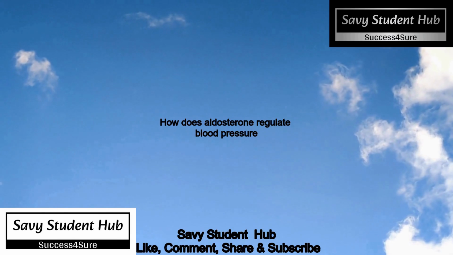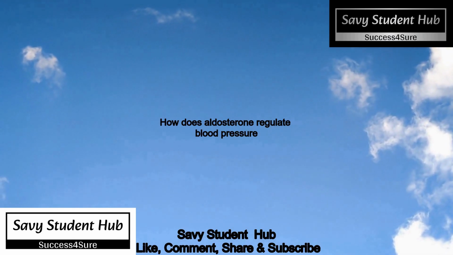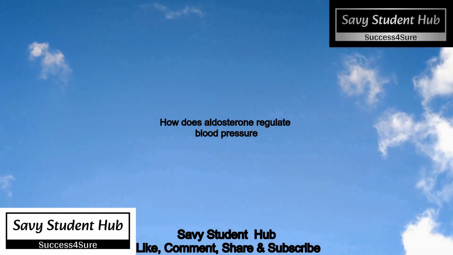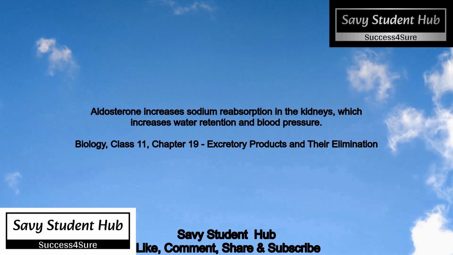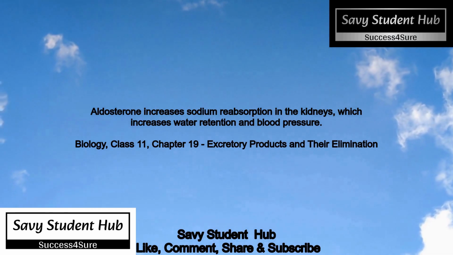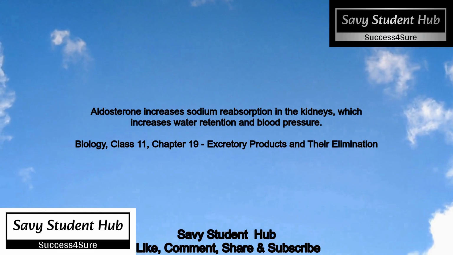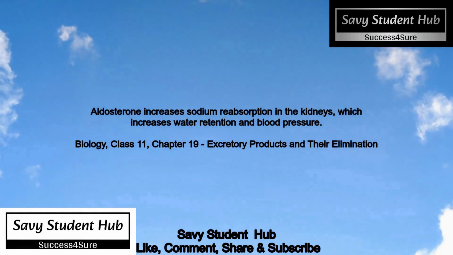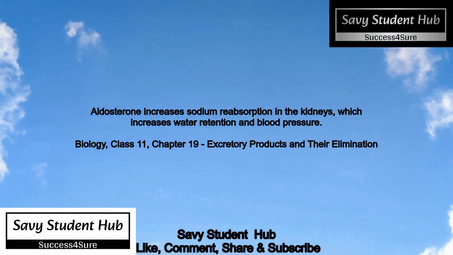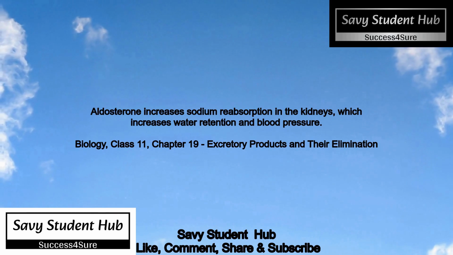How does aldosterone regulate blood pressure? Aldosterone increases sodium reabsorption in the kidneys, which increases water retention and blood pressure.